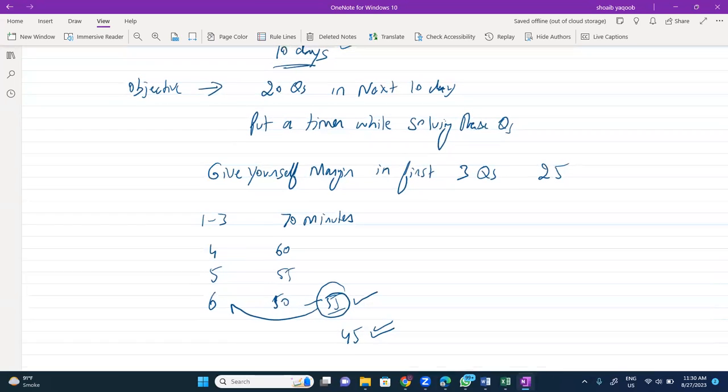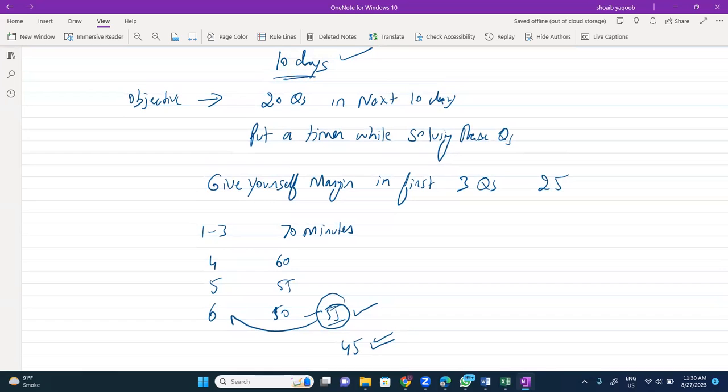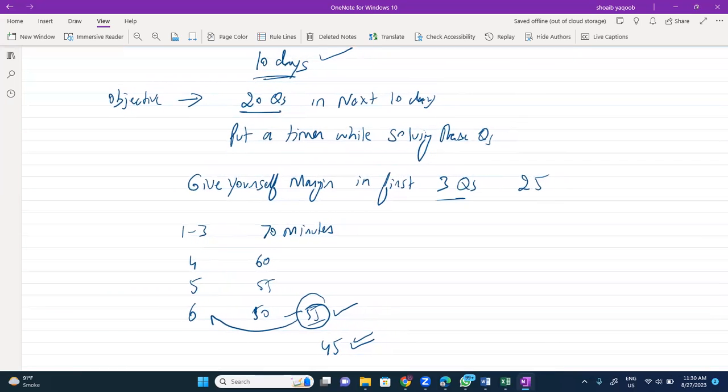So take a screenshot of this. Your objective is to solve 20 questions in the next 10 days and put a timer. Do not blame yourself for the first 3 questions. Start blaming yourself from the fourth question. And do not target the fourth question to be solved in 45 minutes. Beat the previous timer. That should be your approach. And try to achieve 50 minutes or less to solve a 25 marks question. That's the best one, okay?